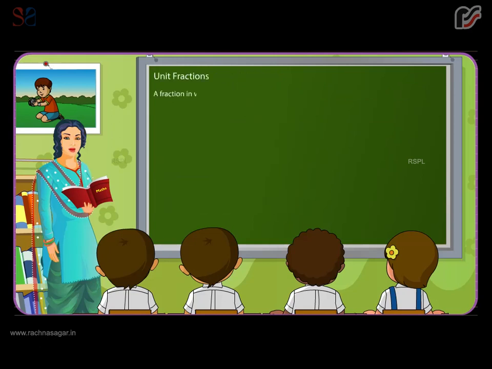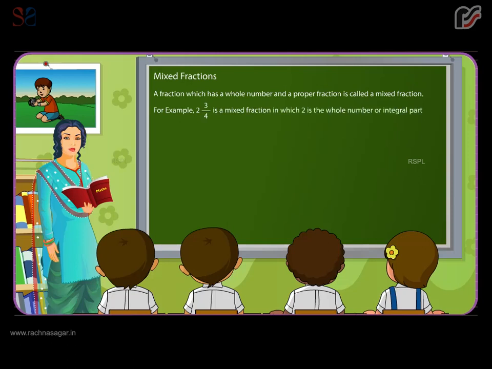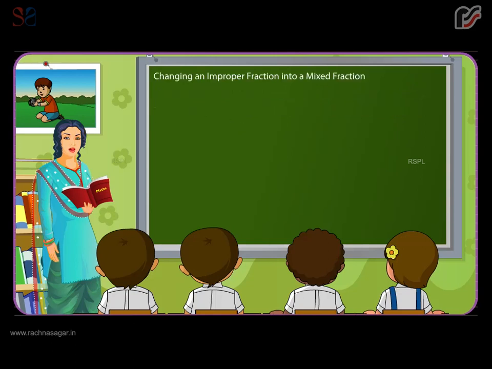Unit fractions. A fraction in which the numerator is 1 is called a unit fraction. For example, 1 by 2 and 1 by 9 are unit fractions. Mixed fractions. A fraction which has a whole number and a proper fraction is called a mixed fraction. For example, 2 3 by 4 is a mixed fraction in which 2 is the whole number or integral part and 3 by 4 is the fractional part.